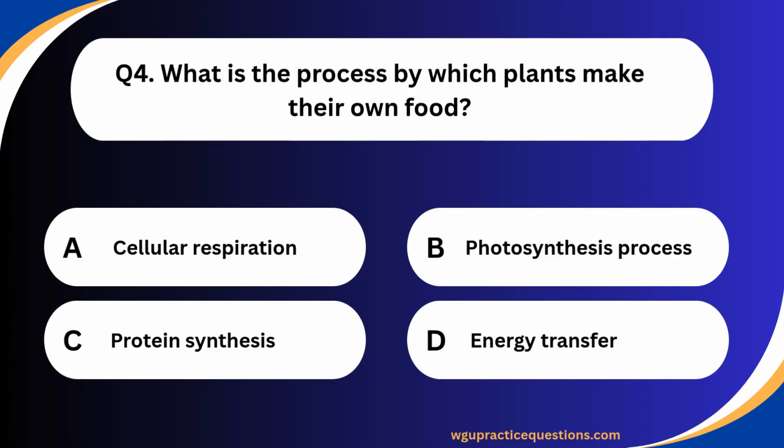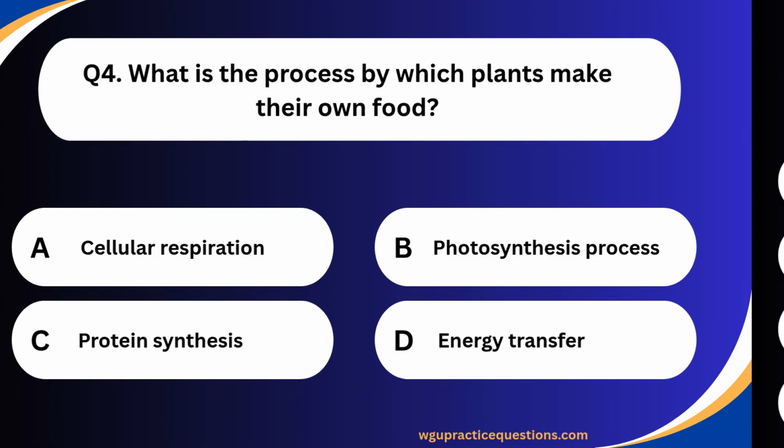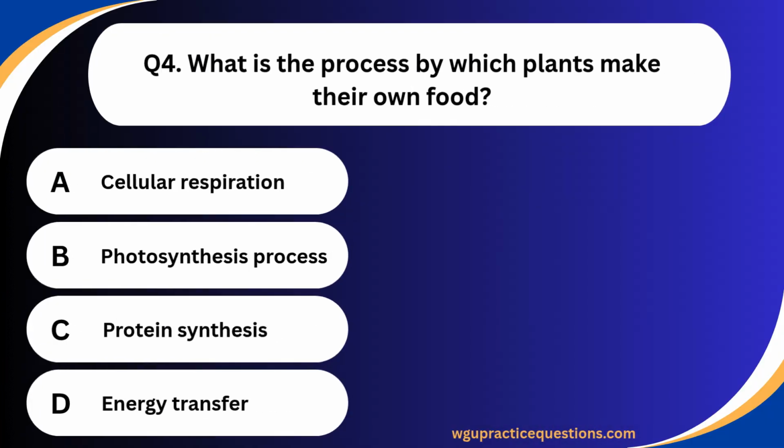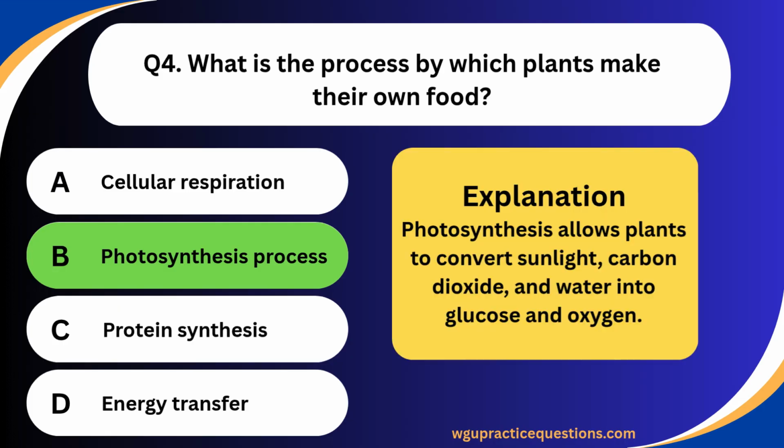Which one is the correct answer? The correct answer is B. Photosynthesis process. Explanation. Photosynthesis allows plants to convert sunlight, carbon dioxide, and water into glucose and oxygen.